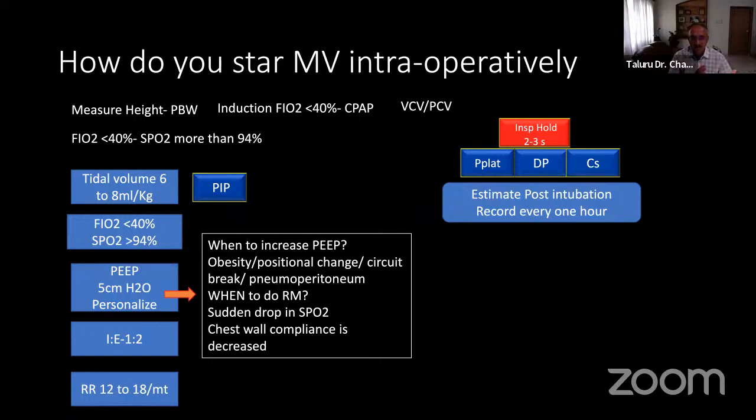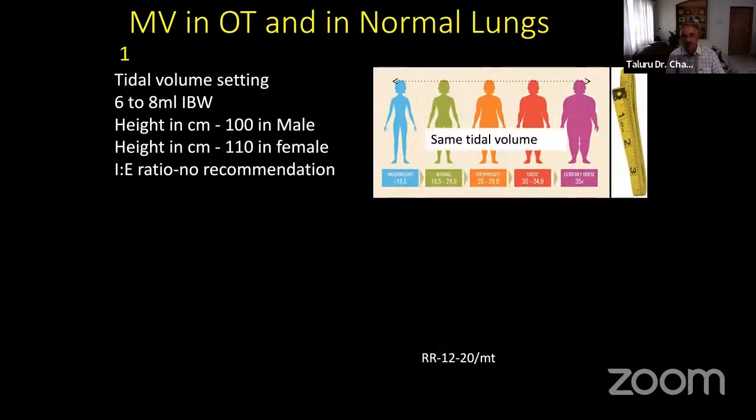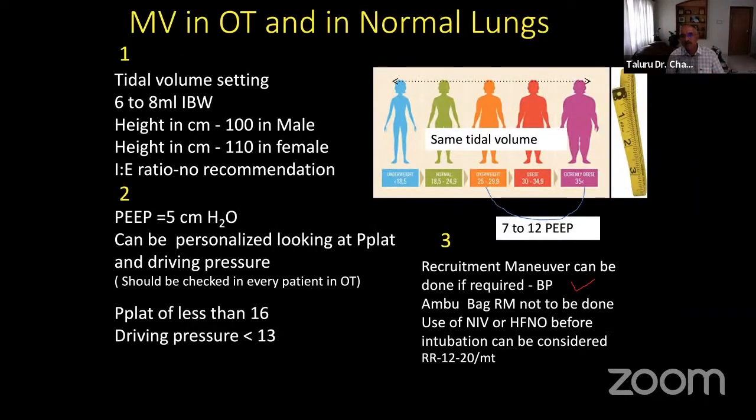Normally, IE ratio is 1:2. There is no recommendation. Respiratory rate is 12 to 18, and always in the framework of lung protective ventilation, looking at plateau pressure and driving pressure. So this is something we have already looked into. Then in obese patients, probably the starting PEEP should be around 7 to 12. There is a guideline to this effect, and this is the lung protective guideline. Settings are the same, whatever mode you are in.